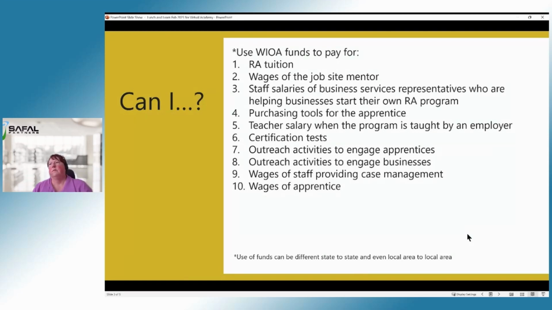So what about if you have an employer who's actually the sponsor of the program, and they teach it in their own organization, and they want to pay for the teacher's salary with WIOA funds? Can we do that? Can we help that employer with those teacher salaries, the funds for that under WIOA? What do you guys think?